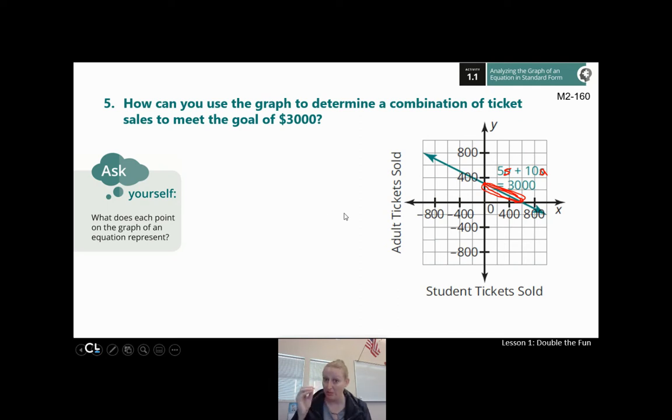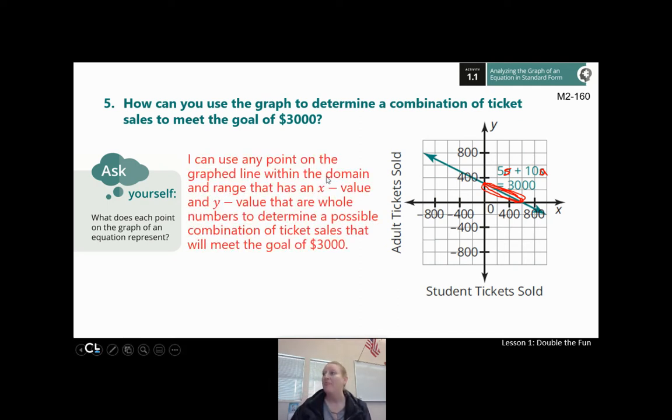So this is going to be a long explanation of putting all this together. I can use any point on this line that's within the domain and range. So it's on this chunk that has an X and Y value that are whole numbers, okay? And any point I pick within this little chunk that would give me a whole number for X, a whole number for Y, would be a possible combination of ticket sales that would help us meet our $3,000 goal. Yay! But of course, there are many ways of solving this mess.